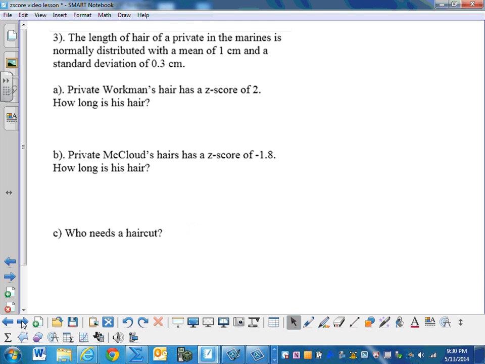The length of hair of a private in the Marines is normally distributed with a mean of 1 centimeter and a standard deviation of 0.3 centimeters. Private Workman's hair has a z-score of 2. How long is his hair? Private McLeod's hair has a z-score of negative 1.8. How long is his hair? And who needs a haircut? So go ahead and calculate the length of each private's hair.